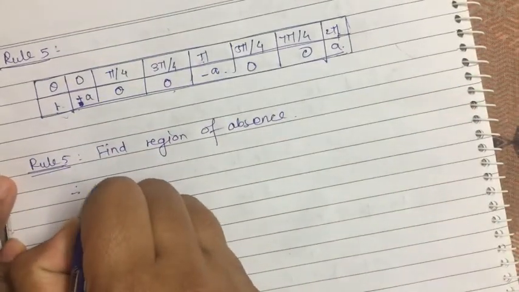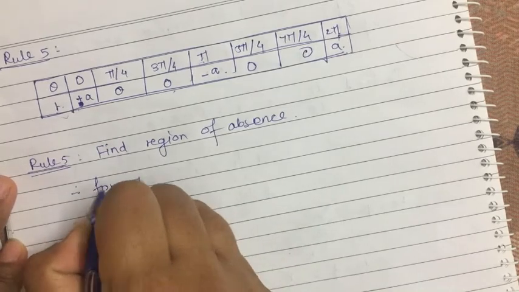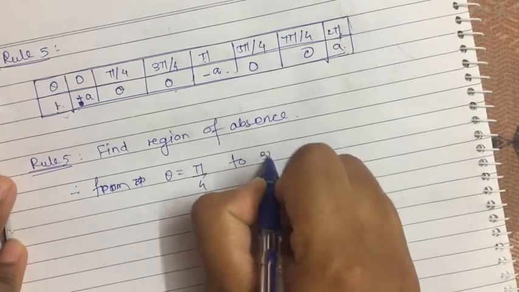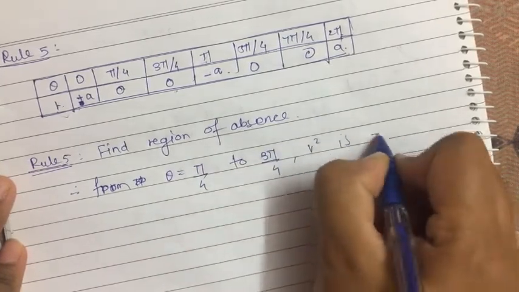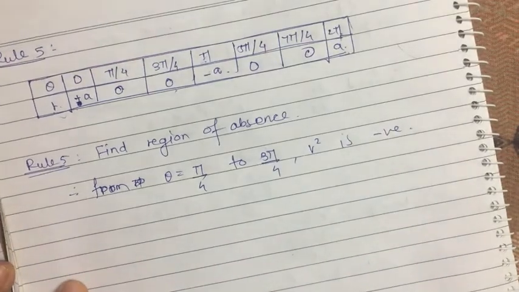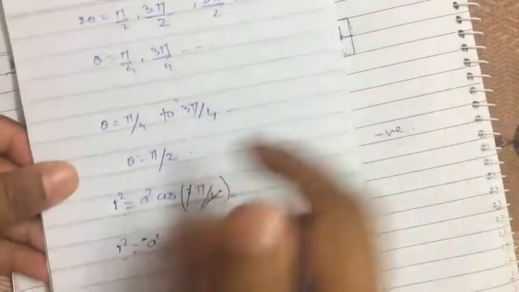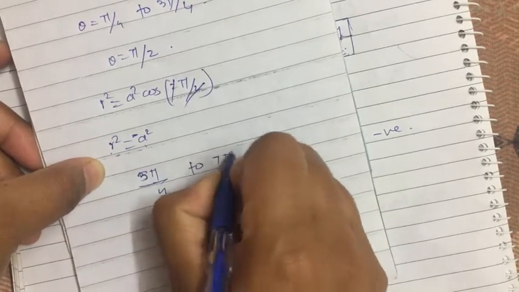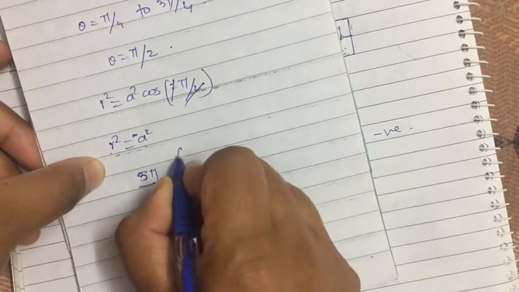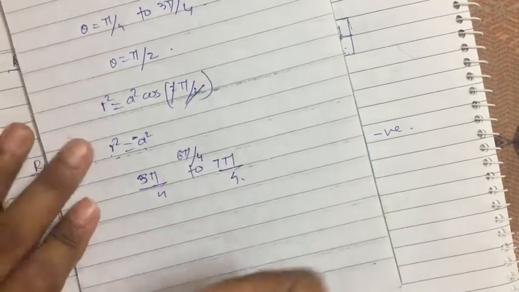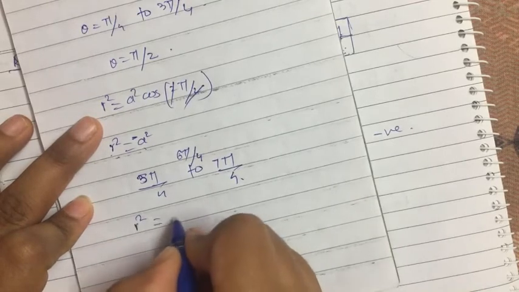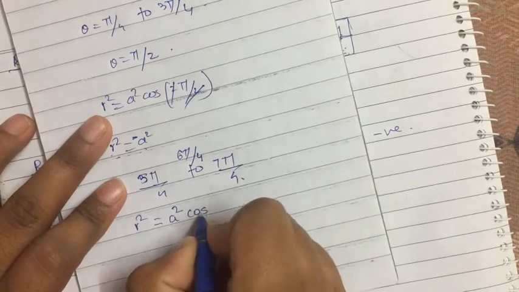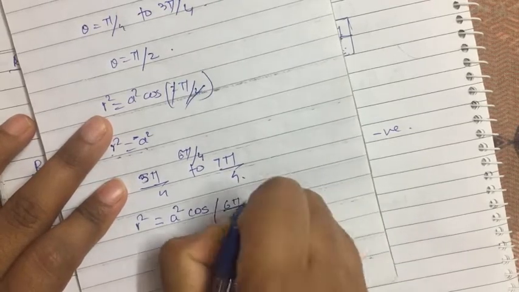So for this, r square becomes minus a square. Therefore, from theta equal to pi by 4 to 3 pi by 4, r square is negative. Now similarly for 5 pi by 4 to 7 pi by 4, let us consider the in-between value, that is 6 pi by 4. So r square is a square cos of 6 pi by 4 into 2.